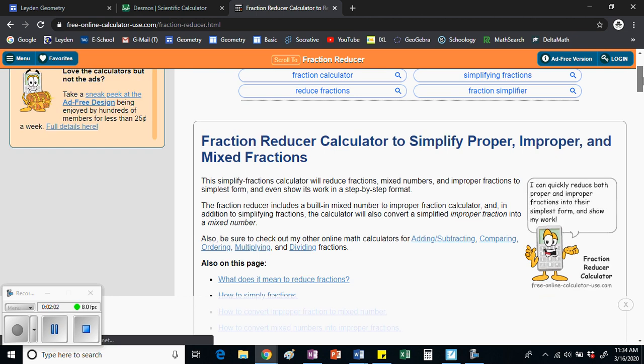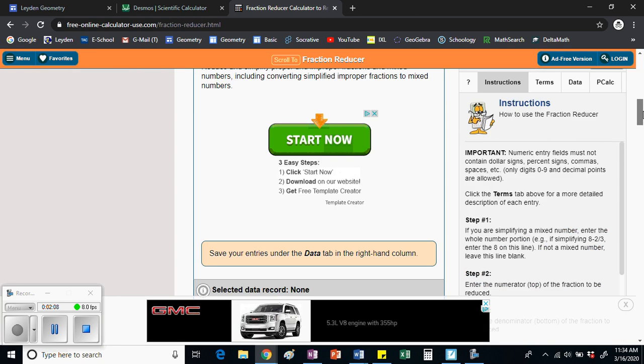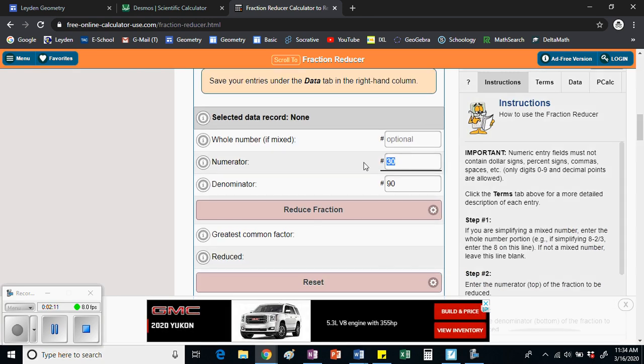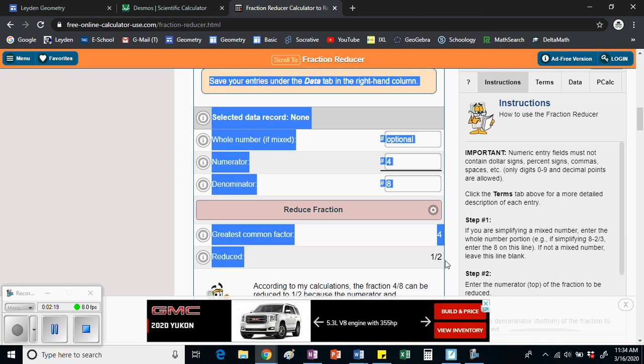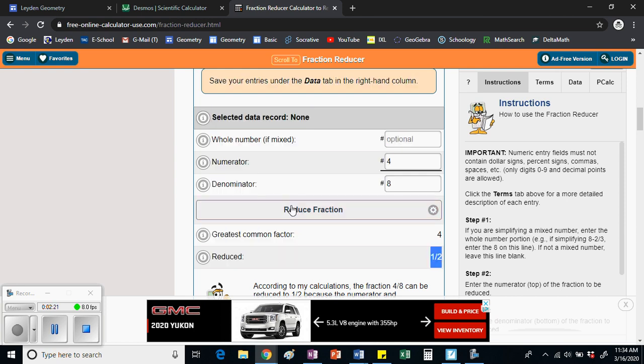It says free-online-calculator-use.com/fraction reducer. And you can actually type in a fraction here. Now, this isn't the right fraction for this problem, but you can type in a fraction here. So I did 4/8 and asked it to reduce the fraction. It'll give me the answer here. It'll reduce the fraction for me. So you can use this if you really need to. I hope you can reduce a fraction on your own, but if not, there you go.